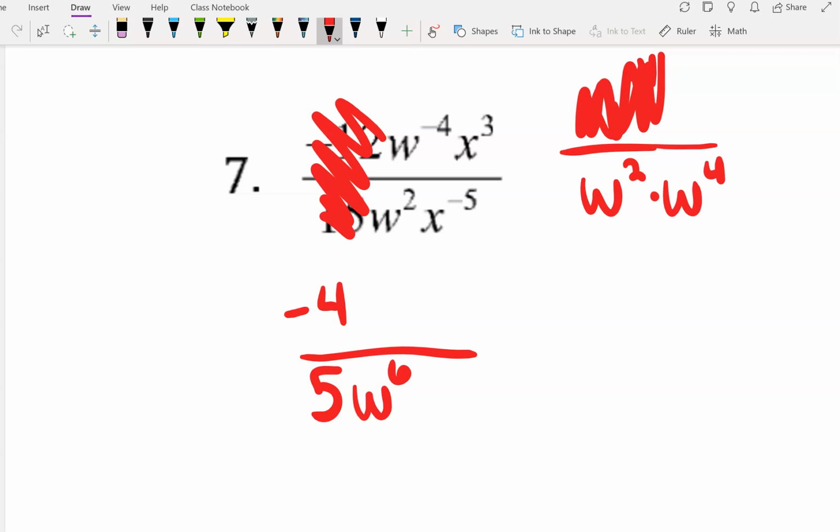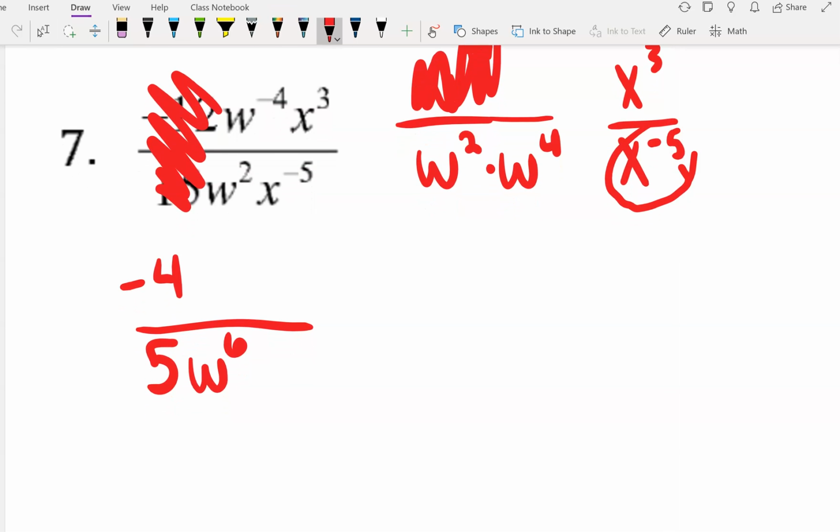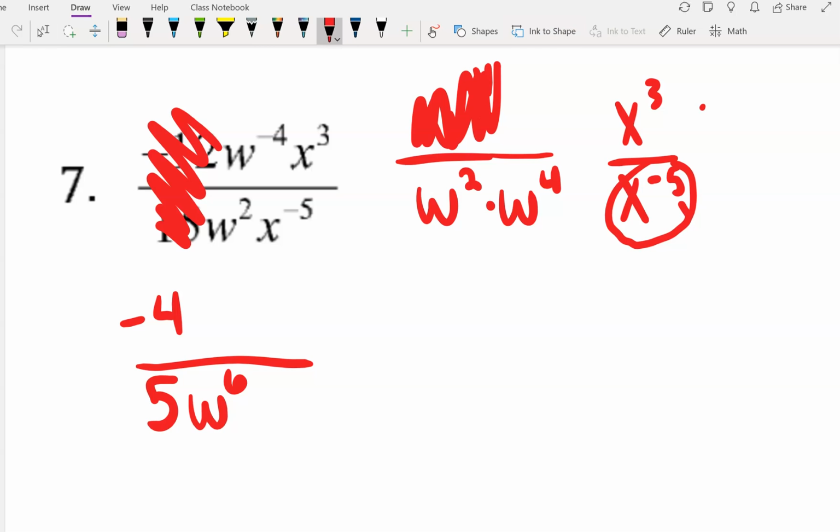All right, now I'm going to move on to the x's. We have x to the third over x to the negative 5. I don't want to have to deal with negative exponents, so I'm going to get rid of that first. I'm going to flip this one to the top. So we'll have x to the fifth on top. When we flip it to the top, the negative goes away. Now I have x to the third on top and x to the fifth on top. I'm multiplying them on the top, so I add the exponents. 3 plus 5 is 8. So I end up with x to the 8th on the top.